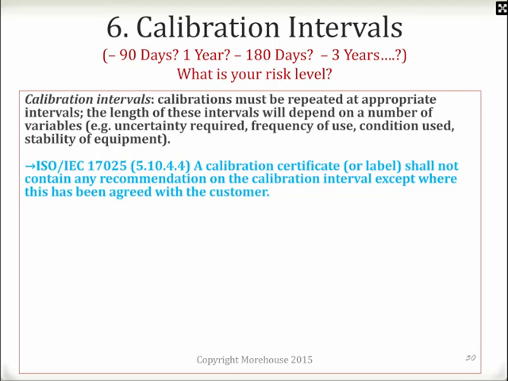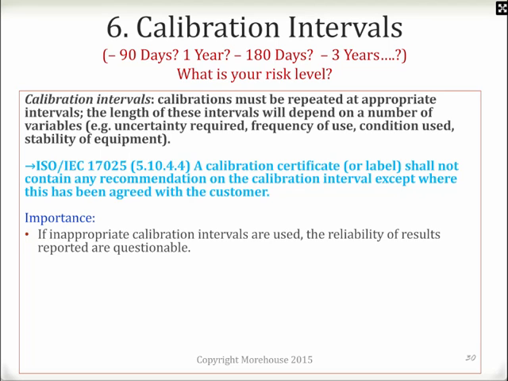We recommend you select the interval that best suits your measurement uncertainty needs. Calibration intervals: calibration must be repeated at appropriate intervals. The length of these intervals will depend on a number of variables: uncertainty required, frequency of use, condition used, stability of equipment. If we look at ISO/IEC 17025, section 5.10.4.4, it states a calibration certificate or label shall not contain any recommendation on the calibration interval except where this has been agreed with the customer. Contract review.